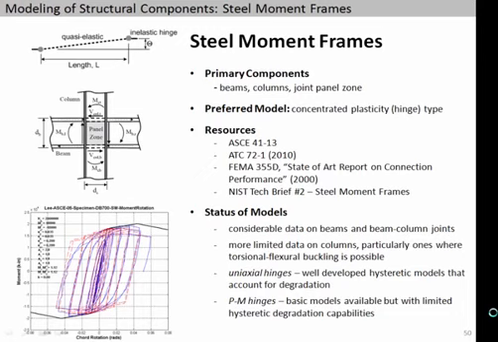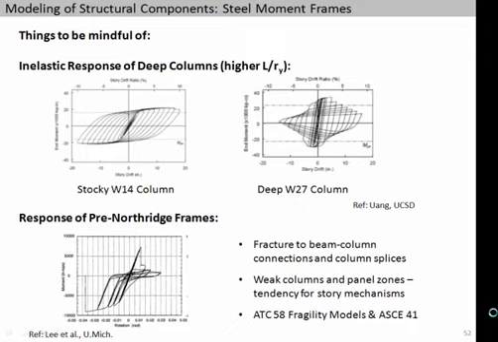For steel moment frames, I could repeat a lot of the same story. In fact, in ATC 72, Helmut Krawinkler and his students developed a lot of equations based on test data. Interestingly, for steel, whereas for concrete we have a lot of columns and not too many beams tested, for steel we have a lot of beams or beam-column joints tested and not as many columns. So one thing to be aware of is that if you're dealing with deep columns that tend to have higher L over R ratios, we don't understand those as well.